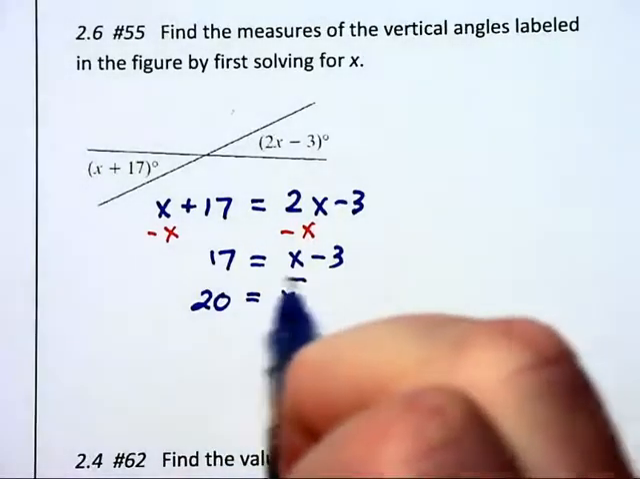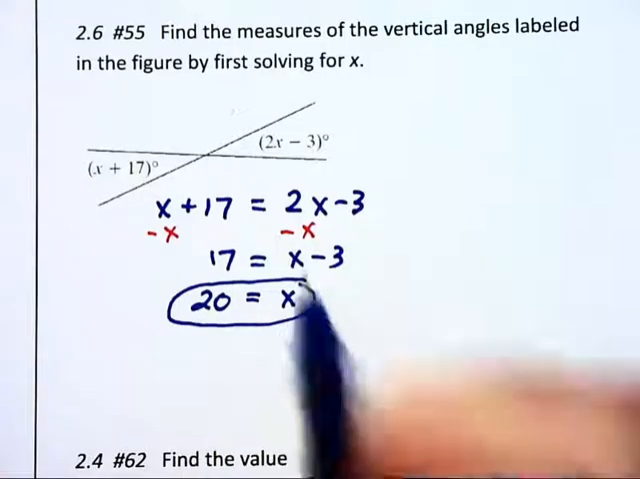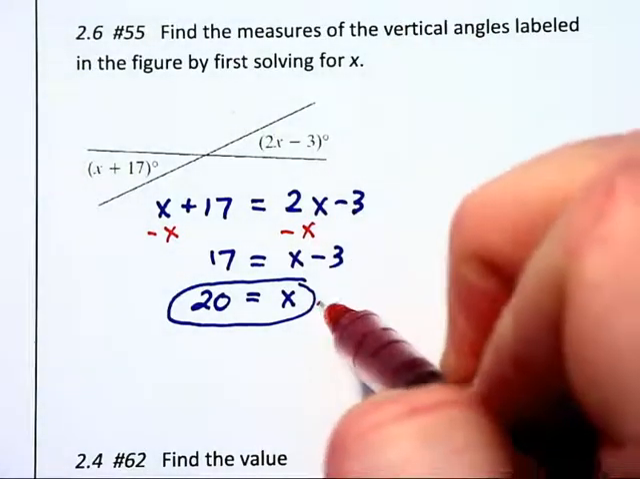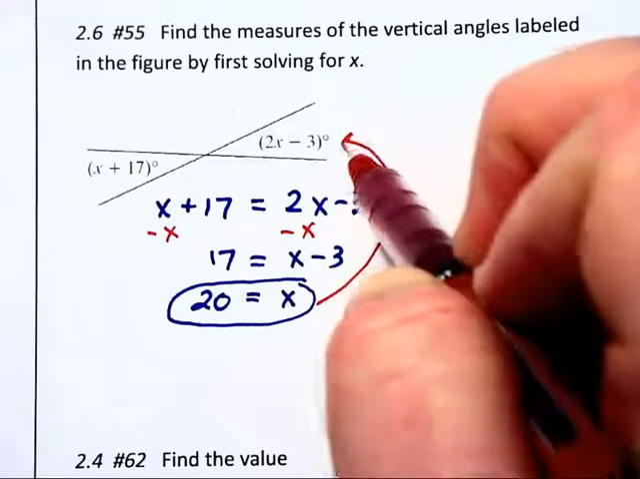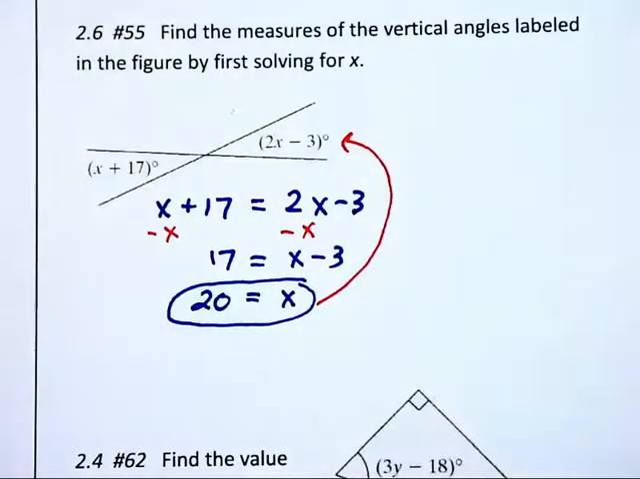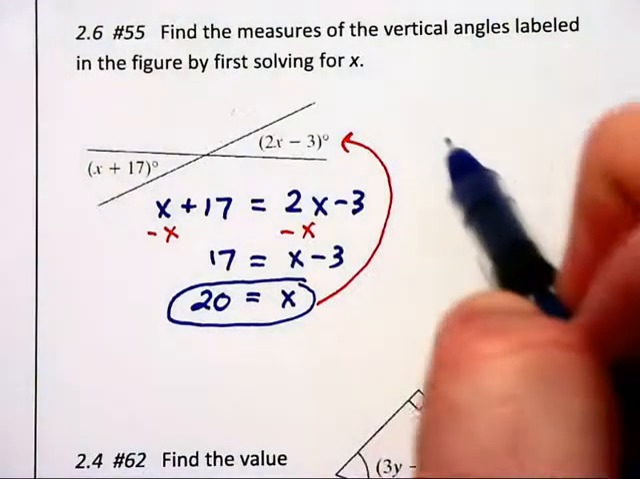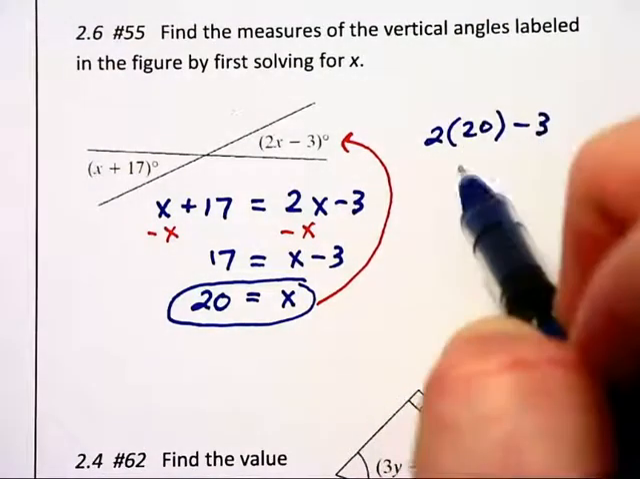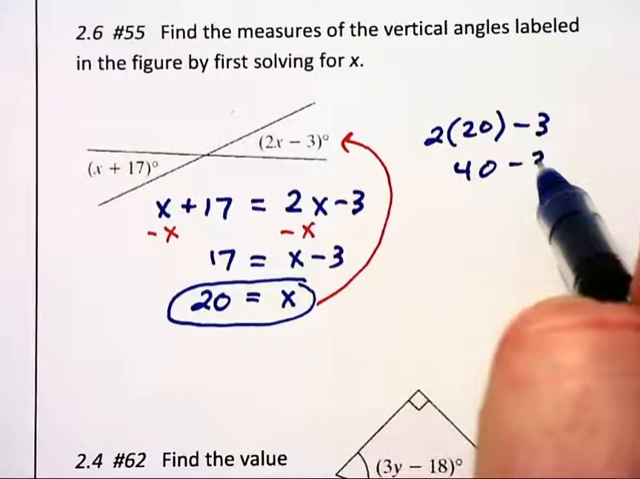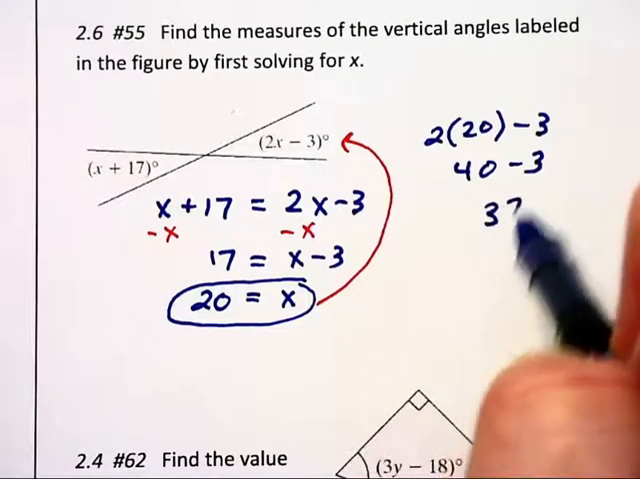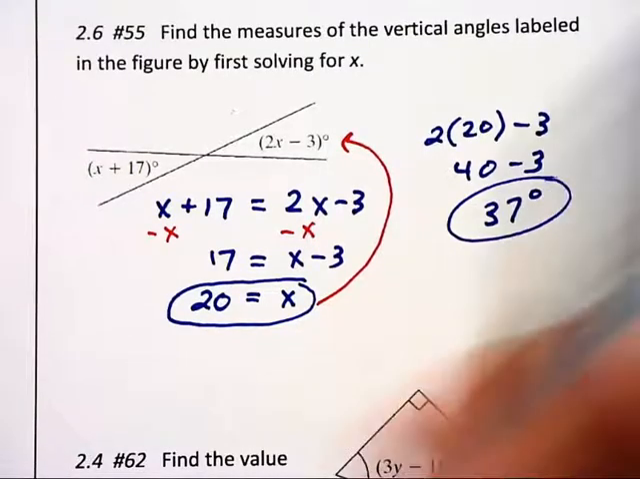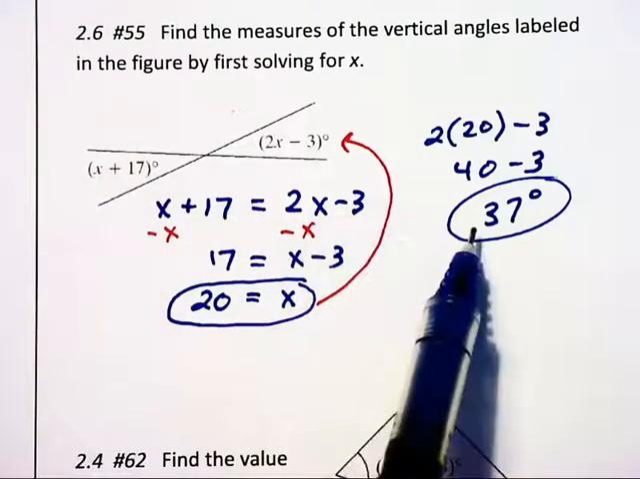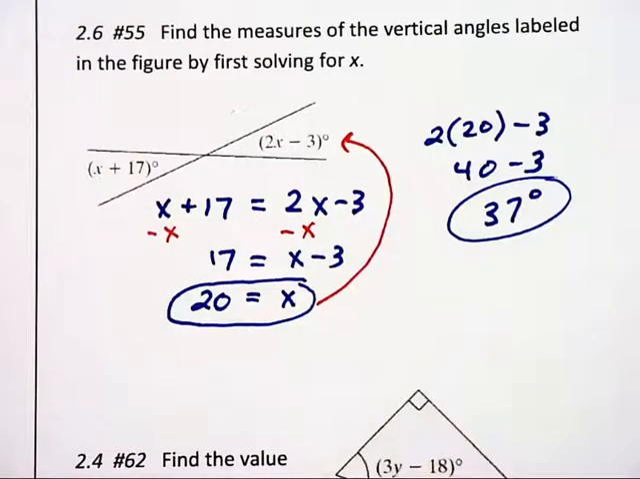So there's the first half of our answer. What is the value of x? Then we want to find the measure of each of these angles, so we're going to substitute that 20 into either of the sides. And so 2 times 20 minus 3, which is 40 minus 3, is 37 degrees. Notice that if we stuck 20 in on the left, 20 plus 17 is 37 degrees there also.